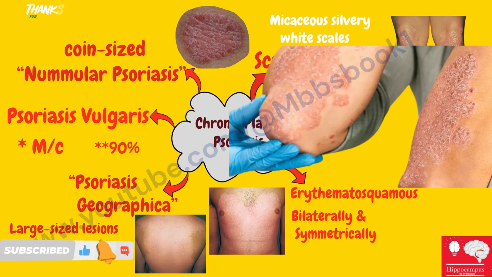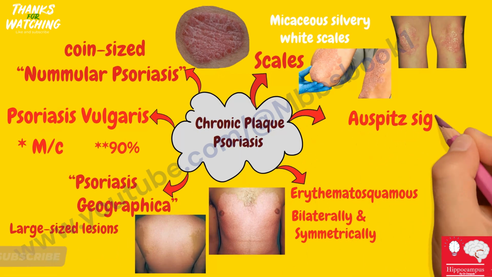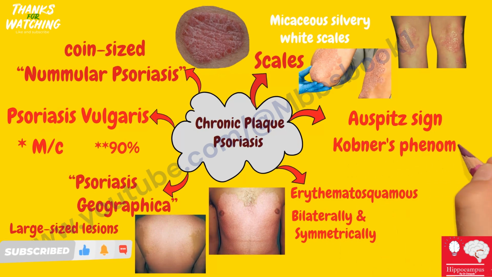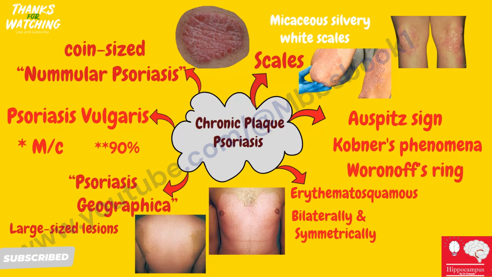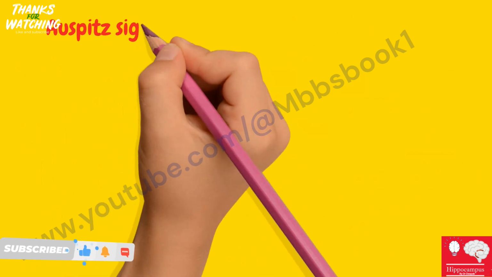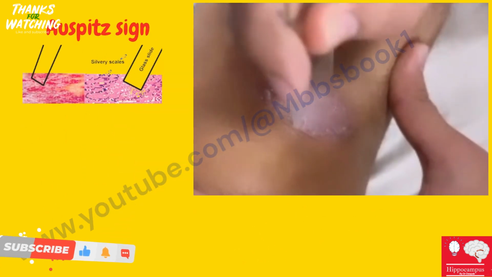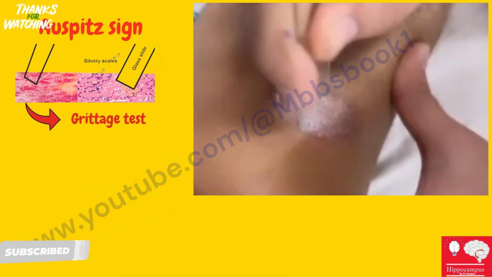Now let's look at some named features in psoriasis which we need to remember. Number one is a clinical sign which is known as Auspitz sign. Second important feature which is named is Koebner's phenomenon. And number three, a named ring in psoriasis which is called Woronoff's ring. So what is Auspitz sign? See, we take a glass slide and we are going to scrape the lesion of psoriasis. This test is called the Grattage test.